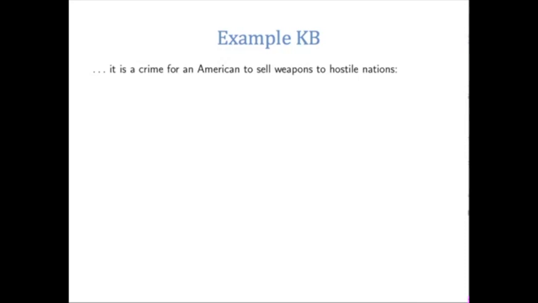So we've got the statement in our example that it is a crime for an American to sell weapons to hostile nations. So we can express that as the following first order logic expression. If X is an American and Y is a weapon, and X, the American, sells Y to Z, and Z is a hostile nation, then we can conclude that X is a criminal.